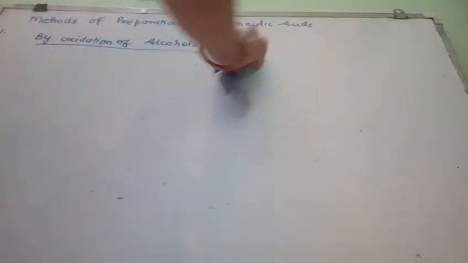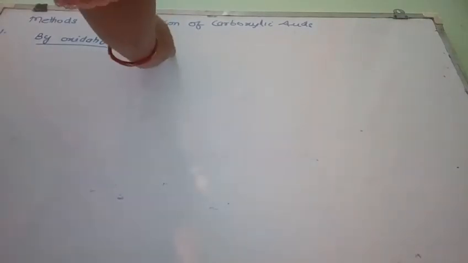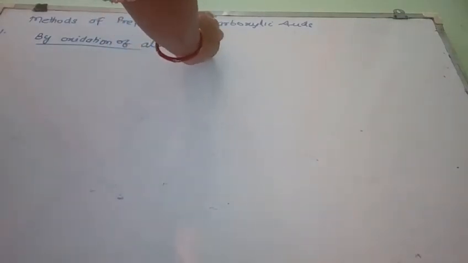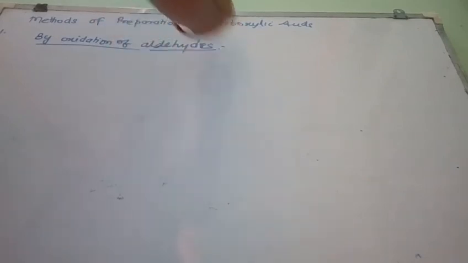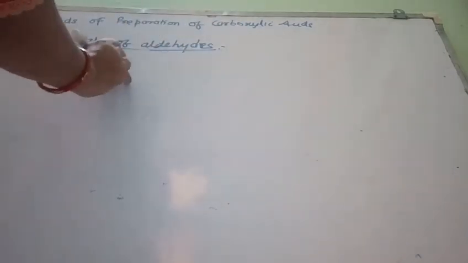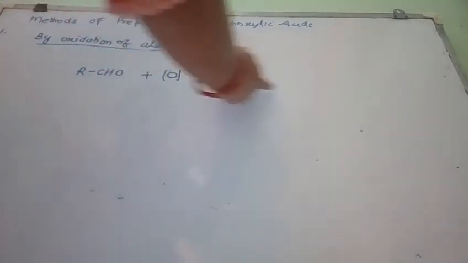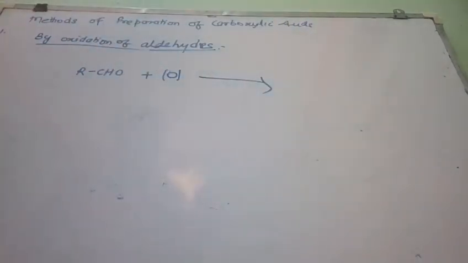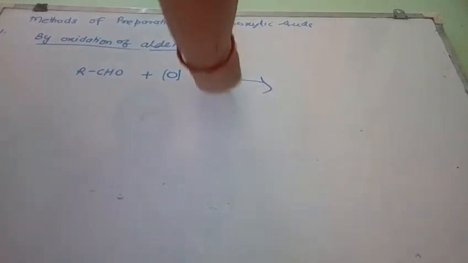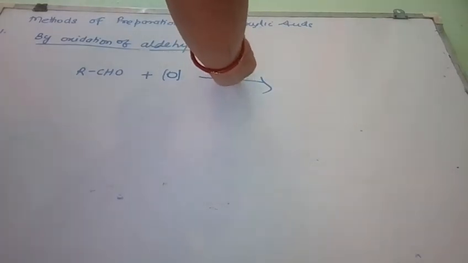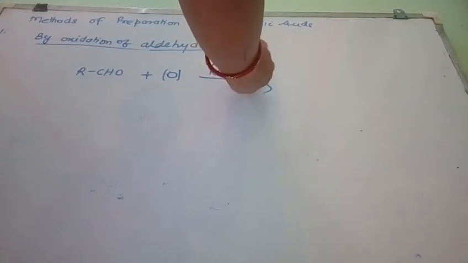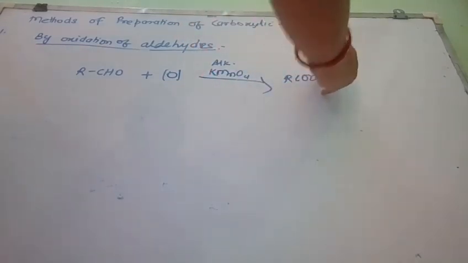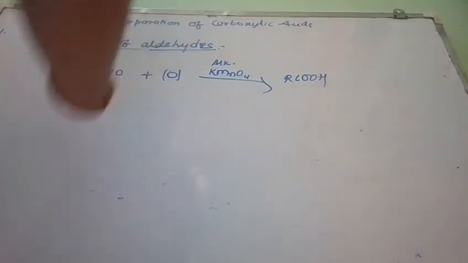Ketones also similarly give carboxylic acid with a lesser number of carbon atoms, but from aldehydes we get the same number. So here, when aldehydes are oxidized, now aldehydes are very reactive, therefore they can be oxidized by using mild oxidizing agents such as Tollens reagent, Fehling solution, as well as alkaline KMnO4, etc. Any oxidizing agent you can use. So you will get here a carboxylic acid, right?